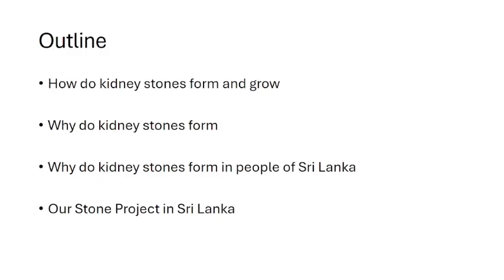So the outline of the talk, I'm going to break it up into 4 parts. I'm going to start by reviewing how kidney stones form and grow. Then I would like to go over some theories of why kidney stones occur in the first place. It turns out that kidney stone disease across the world has increased over the past few decades, so I'll try to come up with a hypothesis to see why that might be. Then I want to be more specific about why kidney stones form in people in Sri Lanka. And finally, I'll review some of the preliminary goals of our stone project that is taking place in Sri Lanka right now.